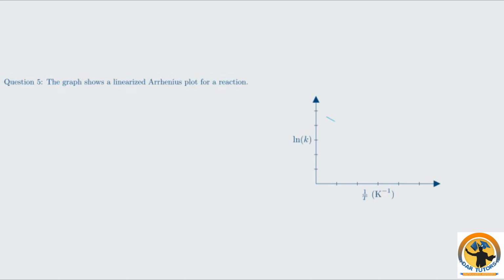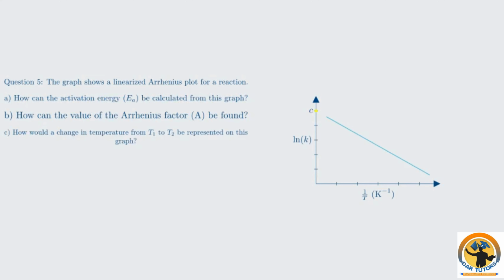For our final question, let's bring back the Arrhenius plot. Question 5. The graph shows a linearized Arrhenius plot for a reaction. The y-axis is ln K, and the x-axis is 1 over T, in units of Kelvin to the negative 1. Part A asks how to calculate the activation energy, E sub A, from the graph. Part B asks for the value of the Arrhenius factor, A. And Part C asks how a change in temperature would be represented on this graph. Pause the video and apply what you've learned about the linear Arrhenius equation.